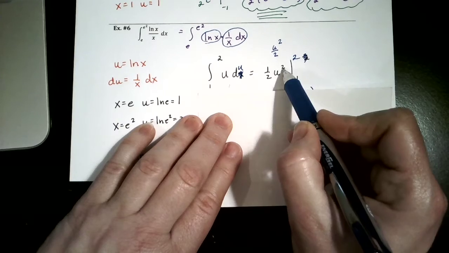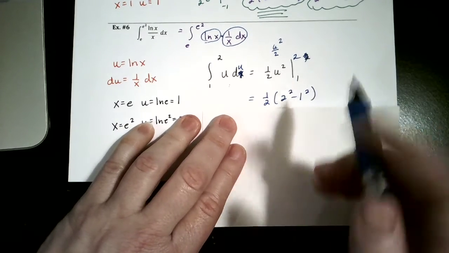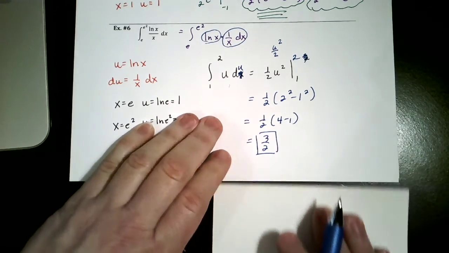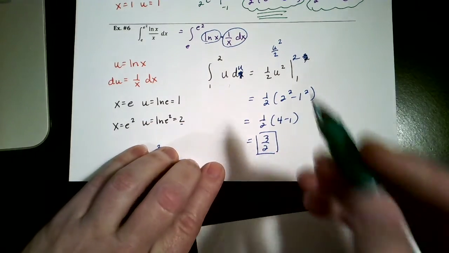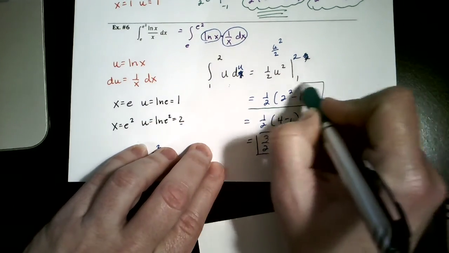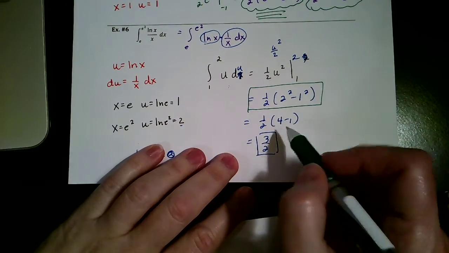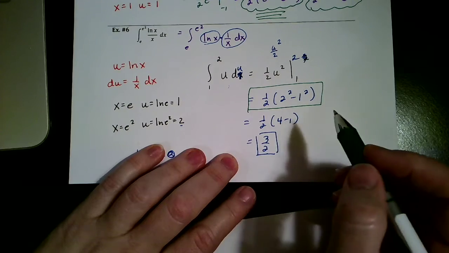2 squared minus 1 squared. 2 squared minus 1 squared is 3. So 1/2 times 3 is 3/2. On this year's AP exam, stop here. No need to go any further. If this was multiple choice, they'd probably have this as an answer, but there's no multiple choice on this year's exam.